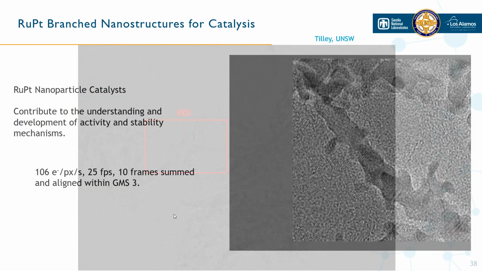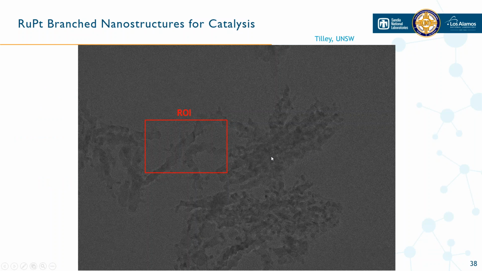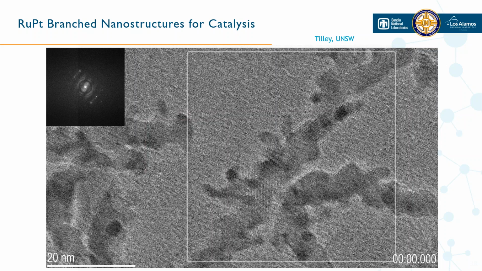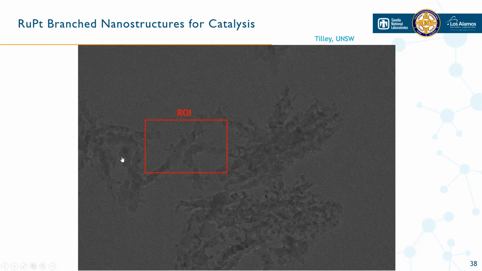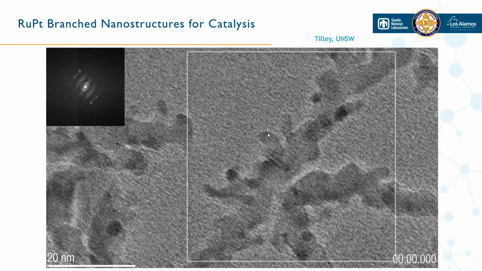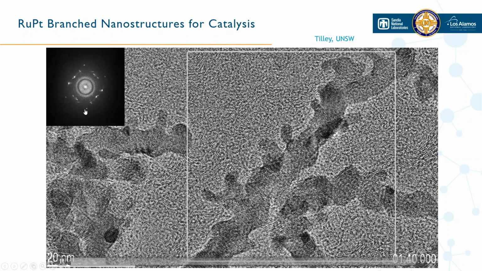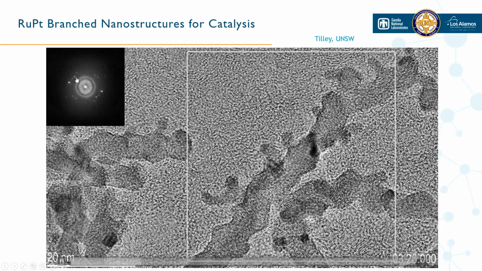So again, the wide field of view from the K3 really is fantastic for understanding these things, and now we can start to get statistically significant information. So on this next image, the ROI is even smaller, and I'll go back and forth a little bit between these two as well. So even within this small ROI here, we have a number of these nodes that we can observe. So we have the live FFT here as well on the left-hand side.